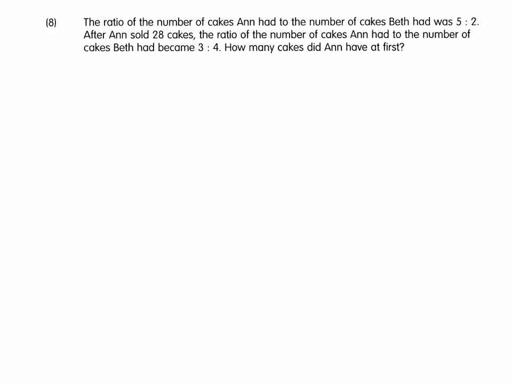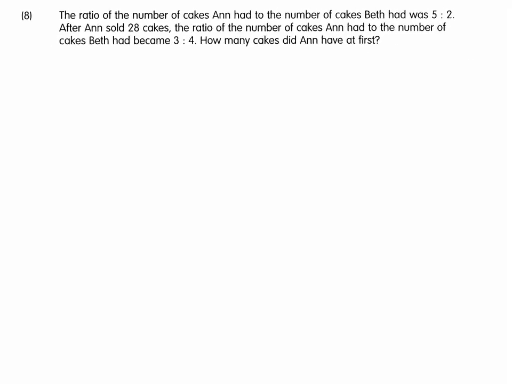The ratio of the number of cakes Anne had to the number of cakes Beth had was 5:2. This is the before. After Anne sold 28 cakes, the number of cakes Anne had, so I need to have the after ratio for Anne is to Beth, became 3:4.